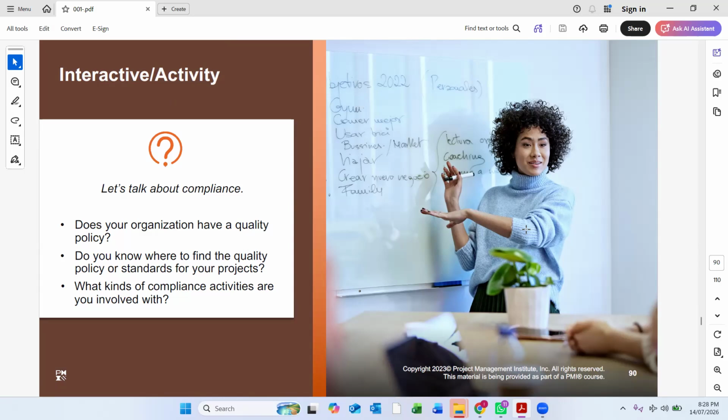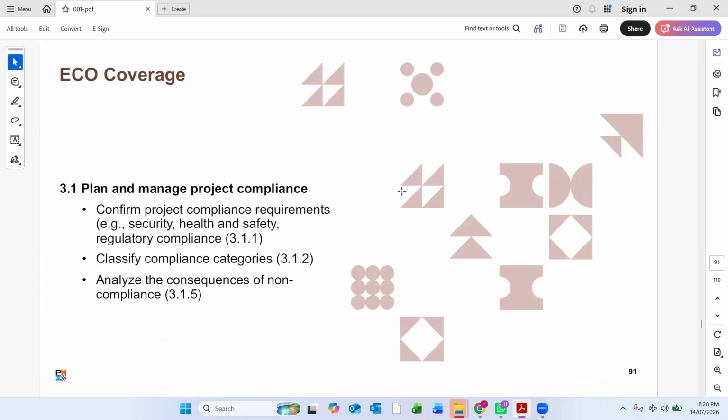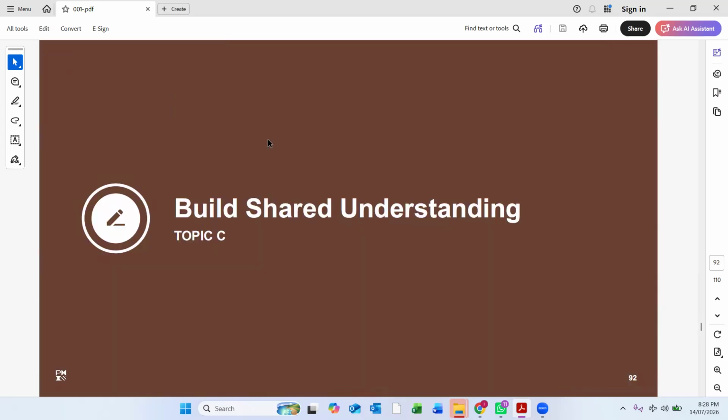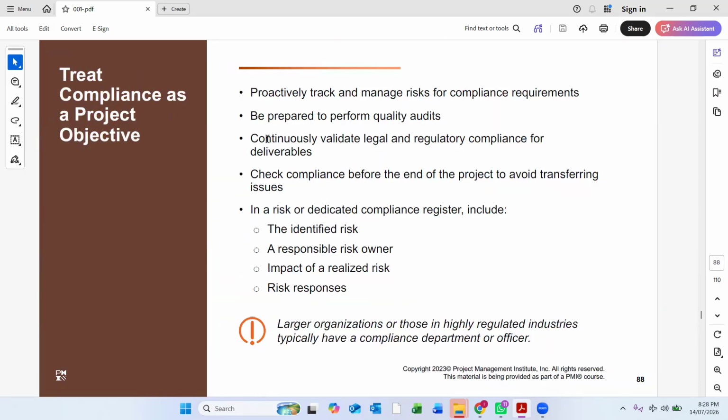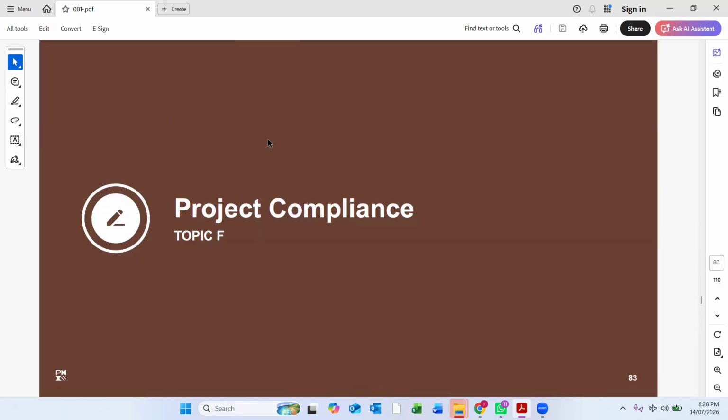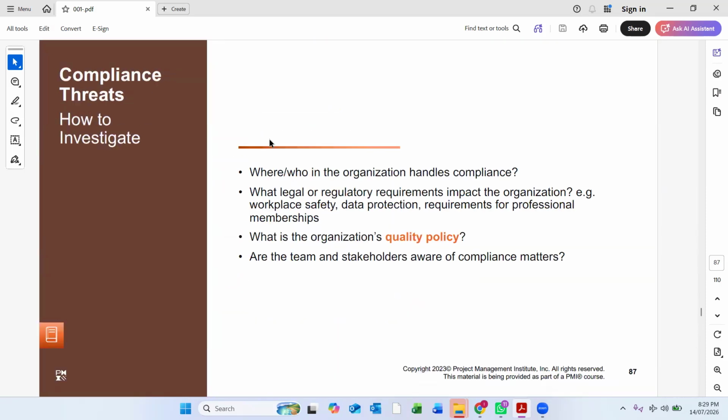And what kind of compliance activities are you involved with? Think about it, you are involved in some activities that have compliance. Just think about this one also. In ECO coverage, it was part of 3.1.1, 3.1.2, and 3.1.5 from the PMO guide: plan and manage project compliance. So we discussed until the topic of compliance. We discussed topic F already.